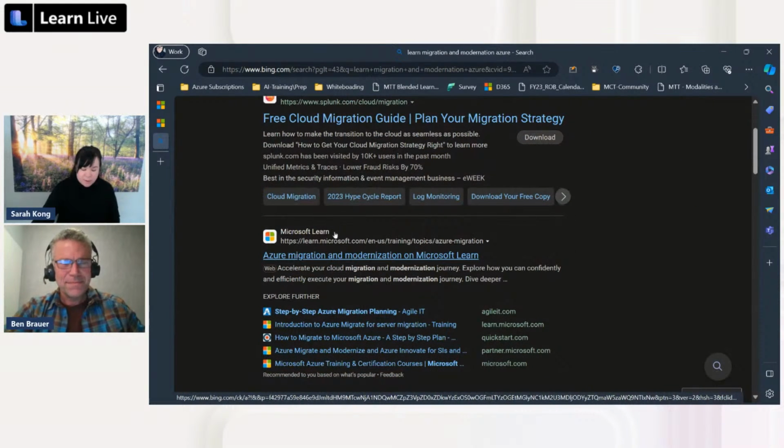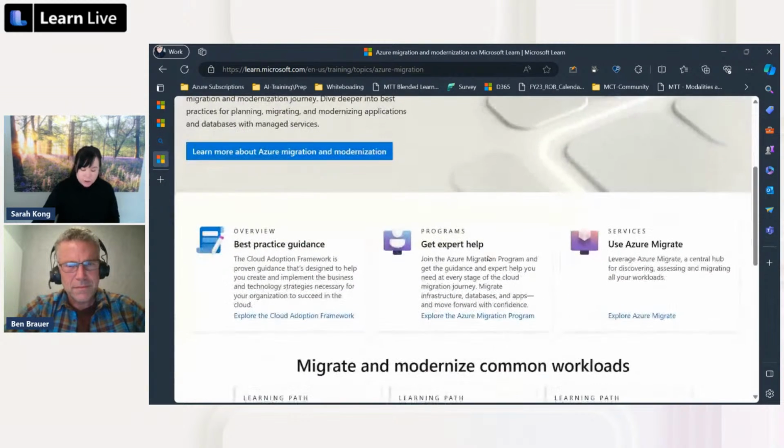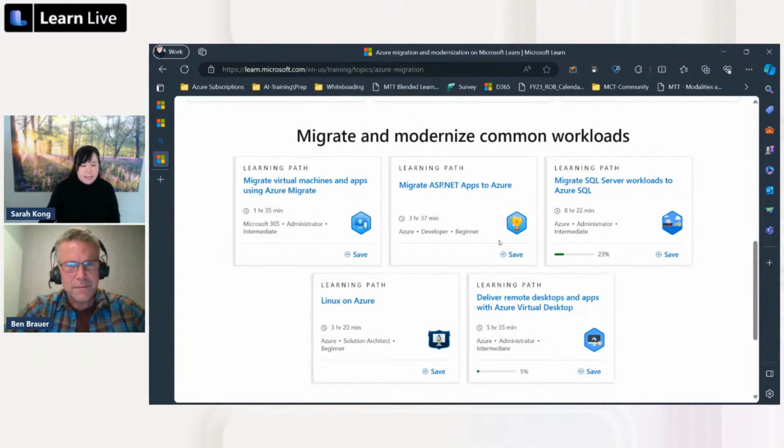Then as you can see, what you're looking for is the links that say Microsoft Learn. And then when I click on that, I can scroll down and I can see all the other learning paths that I can learn about, because one of the biggest things with a cloud adoption framework is migrating and modernizing your workloads, which is what we're going to discuss here shortly. So these are some other learning paths that you can get into, right?